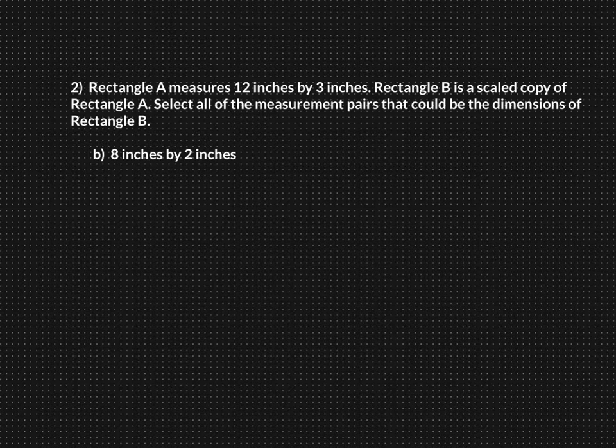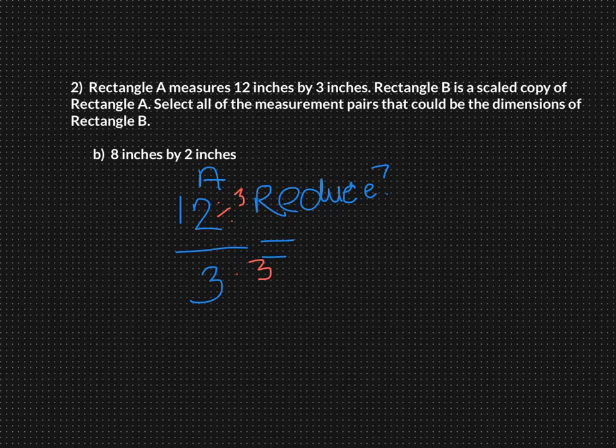Next one. Again, we start out by using 12 over 3 because that's our A. Now, another approach that we can use to do this is we can simply reduce this. We reduce it by saying, do they share a gazinta? And they do. The gazinta they share would be 3. So we would divide top and bottom by 3. So 12 divided by 3 would be 4. 3 divided by 3 would be 1.